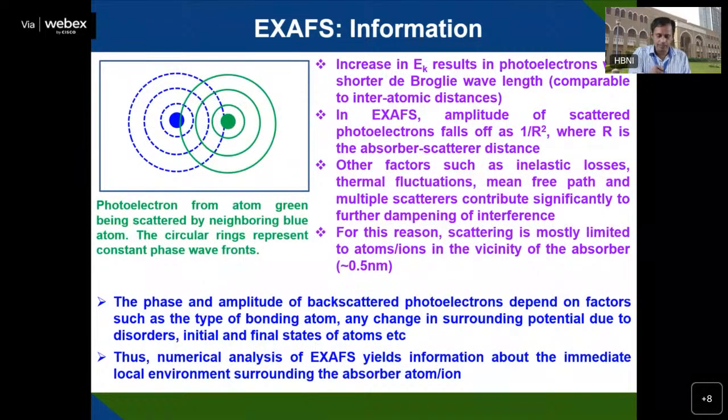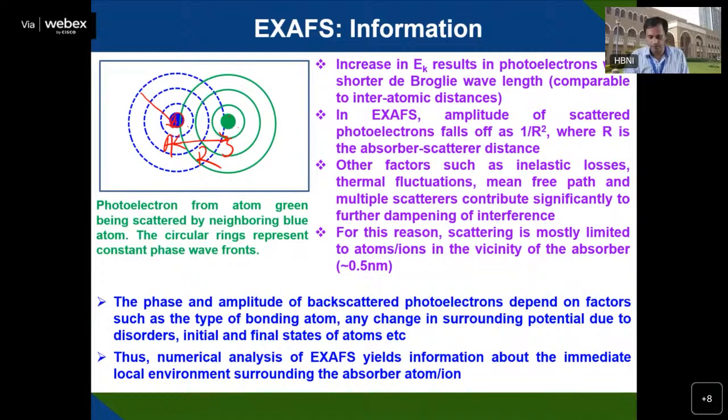But in the case of XAFS, it's a 1-to-1 interaction here. So the amplitude of the photoelectron falls with a 1/r² relation, where r is the scattering distance. You have an observer here. This is the X-ray falling here. This is the observer, and this is the scatterer. The X-ray wavefront is produced here and scattered by this. So this distance is called r. The amplitude of the scattered photon falls in a 1/r² relation.